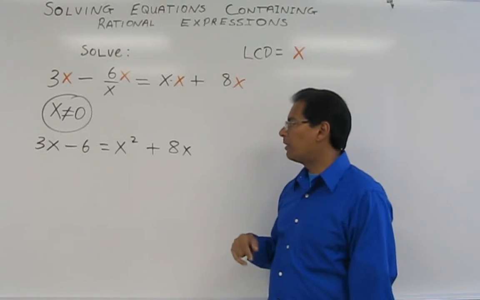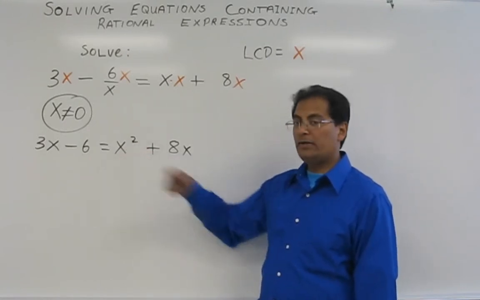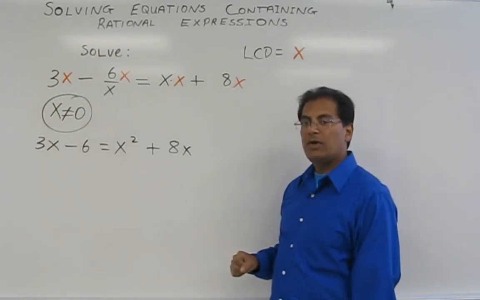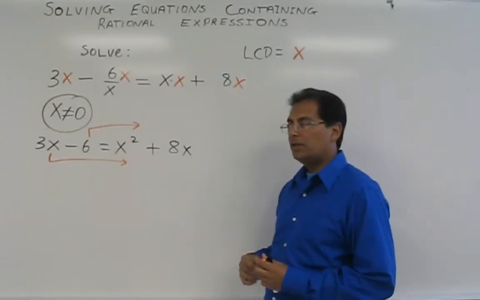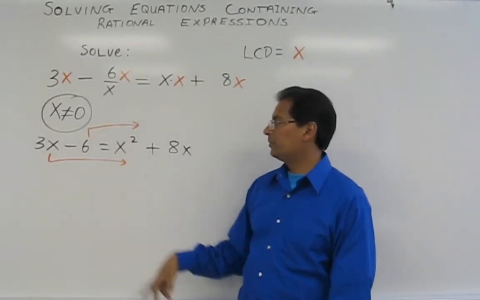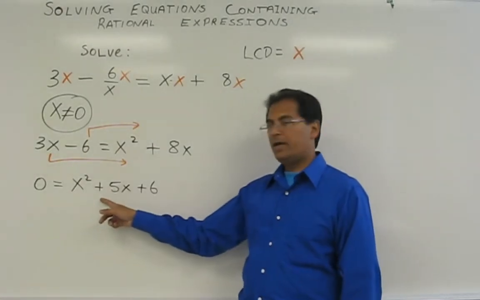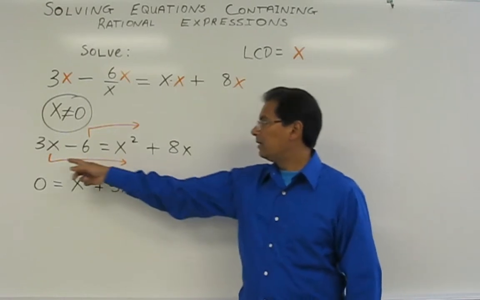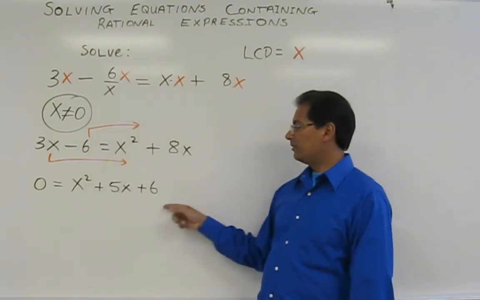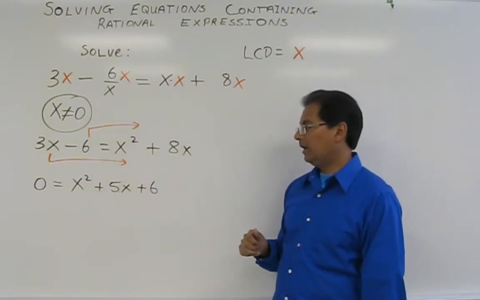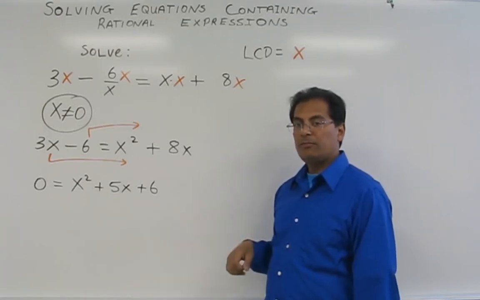Now, we actually have a quadratic equation. Quadratic means that the highest power is the square on the x. To solve a quadratic equation, we have to move everything to one side and leave 0 on the other side. In other words, we're going to have to subtract 3x on both sides and add 6 to both sides to get 0 equals x squared plus 5x, because 8x minus 3x will give me 5x, and then we add 6 to both sides, so that's going to give me a positive 6 on the right side. So now we have a quadratic equation we can solve by factoring.